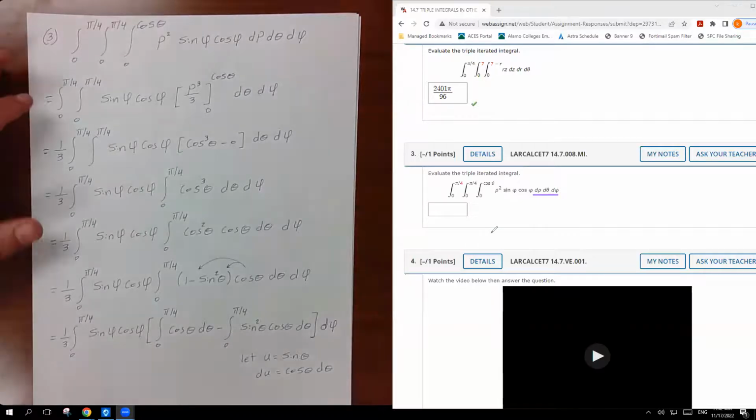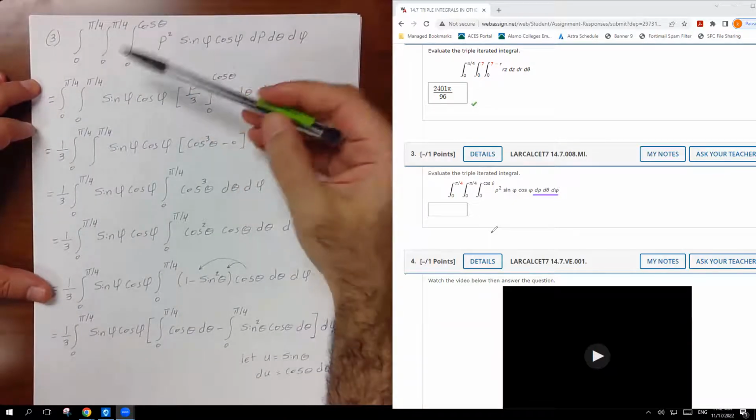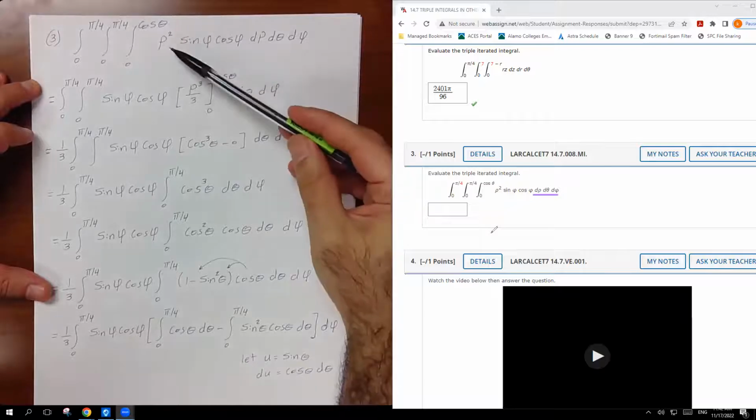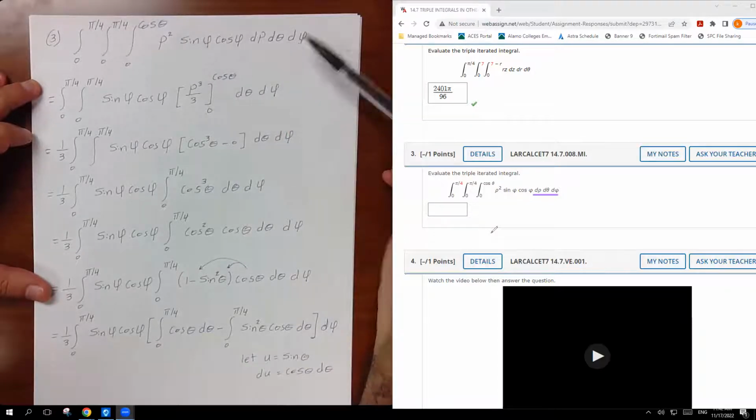So number 3 is going to be the integral from 0 to pi over 4, from 0 to pi over 4, from 0 to cosine theta, p squared, sine gamma, cosine gamma, dp, d theta, d gamma.